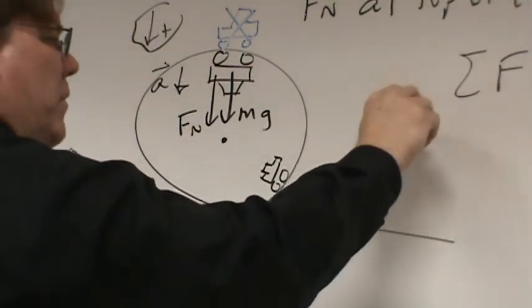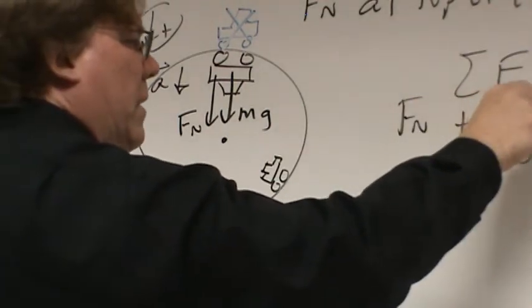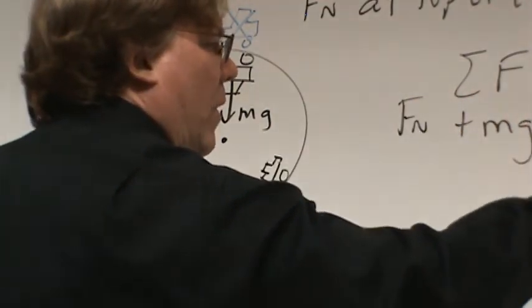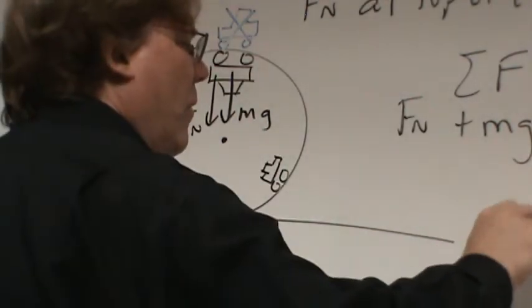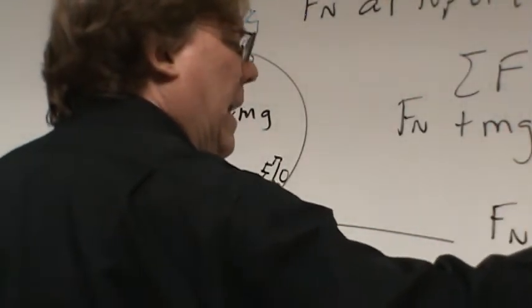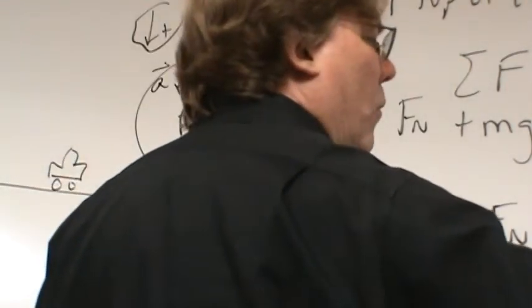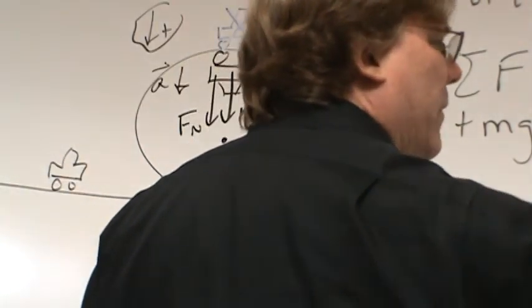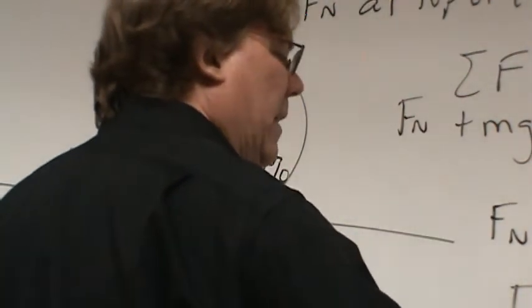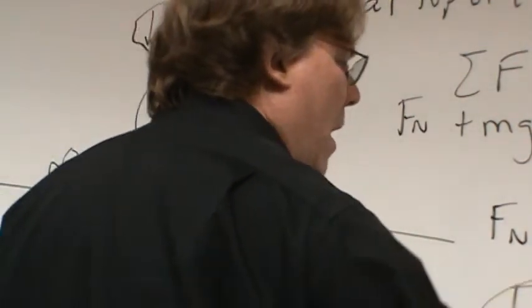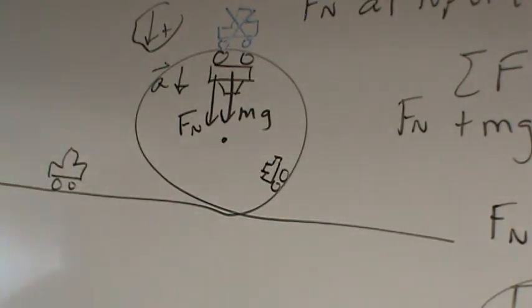So I got F sub n plus mg equals mv squared over r, and you'll notice they're all positive because they all point downward. So I got my normal force equaling 9,800 newtons plus 1,000 times 25 squared over 30. So I get an F sub n of approximately 11,000 newtons. You guys okay with that? Okay.